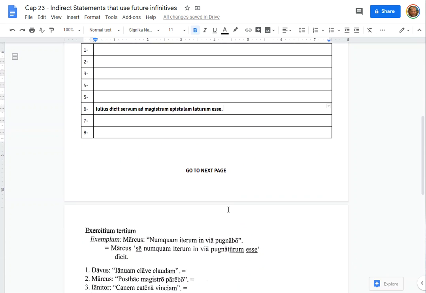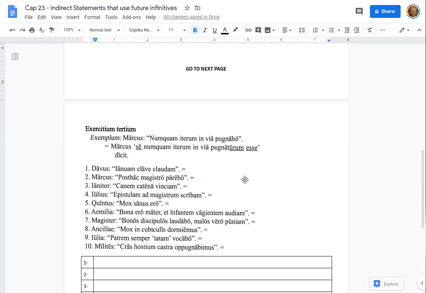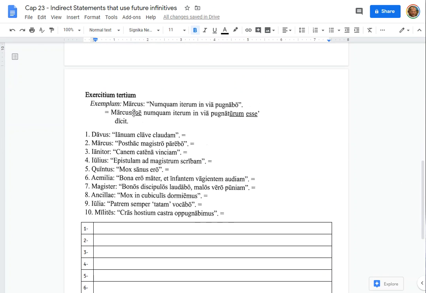Now, for the second exercise, the only thing that's going to be a little different is that these people are all saying that they themselves are going to do something. For example, we'll use the example here. Marcus says, never again will I fight in school. Pugnabo, that bo ending is I, and this is future tense. So I will never fight again. Oh no, not in school, in the street. I will never fight in the street again, he says.